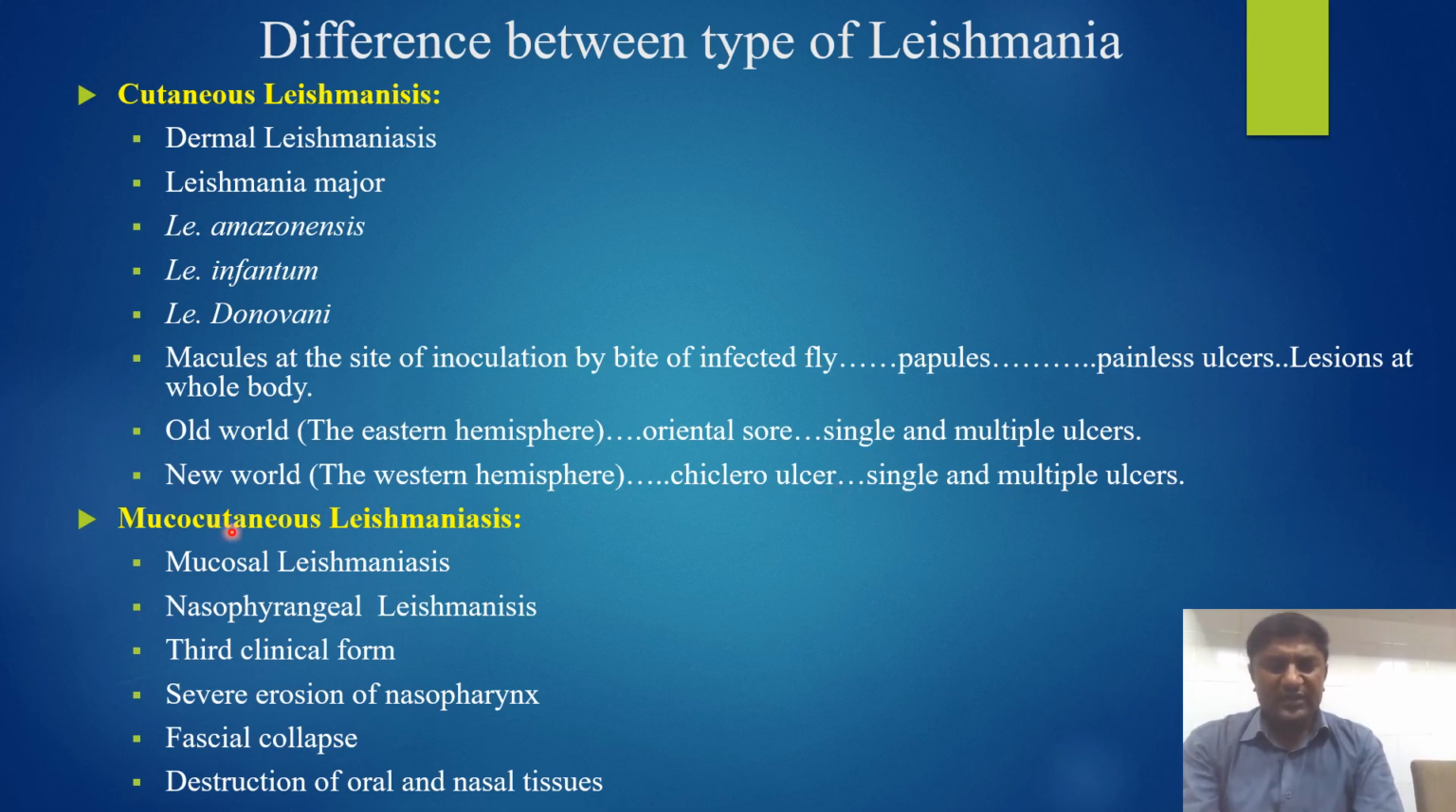Another type is mucocutaneous leishmaniasis. This is also called mucosal leishmaniasis or nasopharyngeal leishmaniasis, the third clinical form, with severe erosion of the nasopharynx, facial collapse, and destruction of oral and nasal tissues.